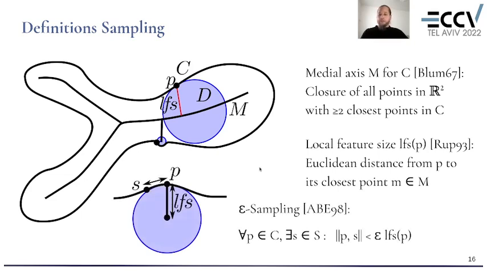And then, based on this local feature size, we can specify a sampling condition. Here the epsilon sampling that was introduced by Amenta et al. in 1998. So, in order to be epsilon sampled, a curve has to have all points within a certain distance of a sample. That means it requires a certain sampling density. And that distance, the distance between P and S here, is given as an epsilon fraction of the local feature size of that point.